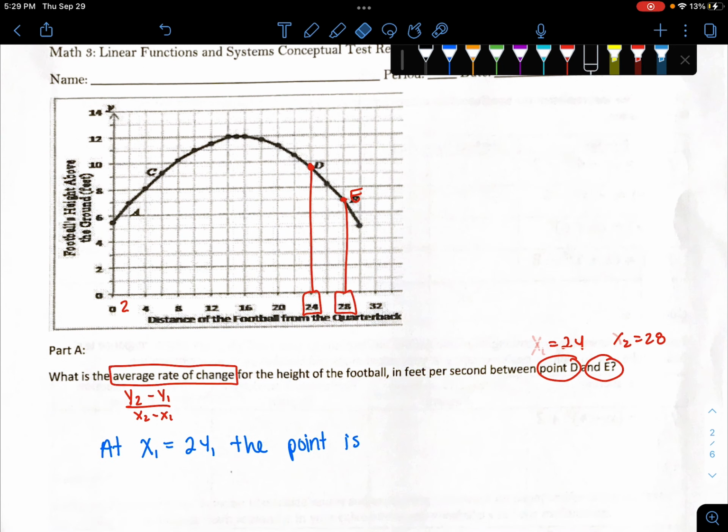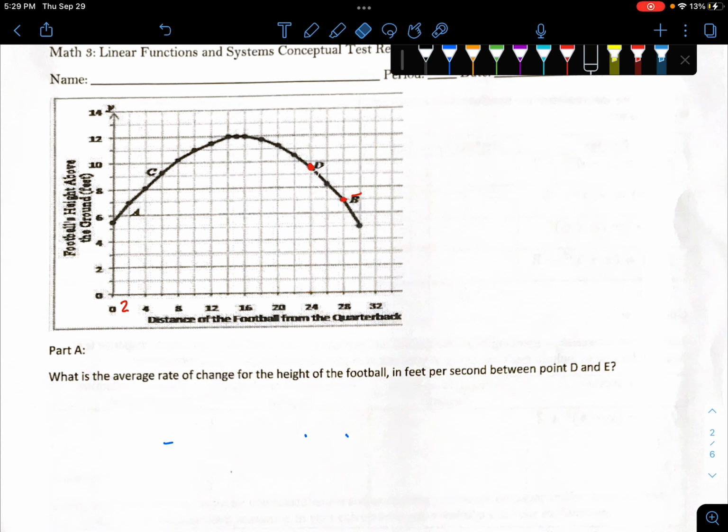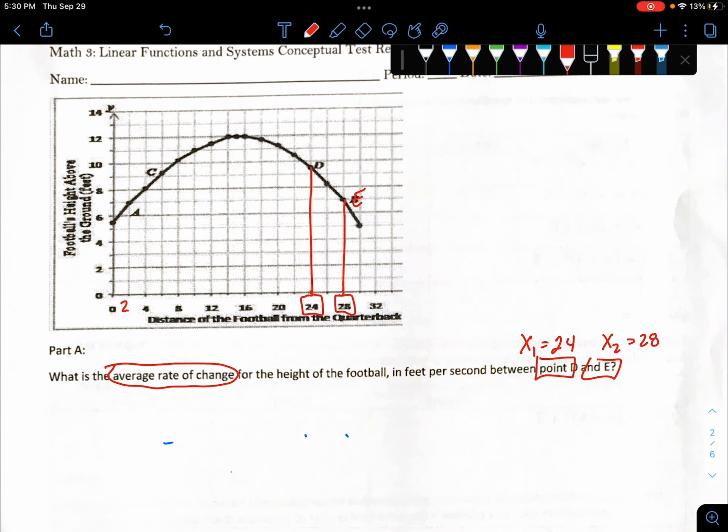Here's the next one. Let me start this one over. We are looking at points D and E, and it's asking for average rate of change. So we said this was point E. My x value at point D is 24, so my x1 equals 24. My x value at E is 28, so my x2 equals 28.